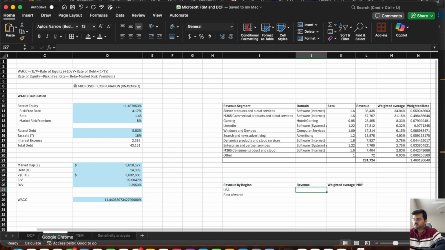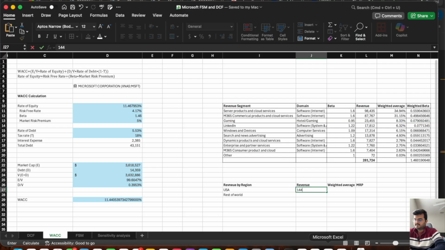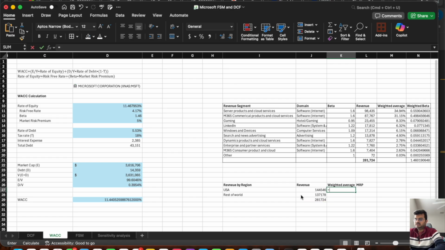So what Microsoft has mentioned is they generated $144 billion from the US, 144546. Then from other countries, 137178. And the total is this plus this. Now the weighted average is nothing but this divided by this, and then this divided by this. These two numbers I want in percentage, so I'll make this change. And to be consistent, I will put this, and I don't need any decimals.